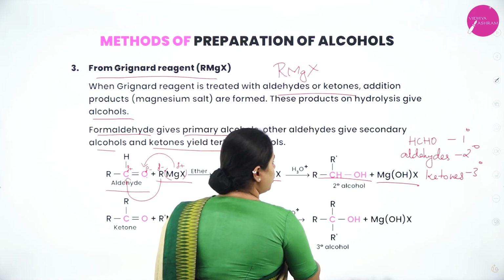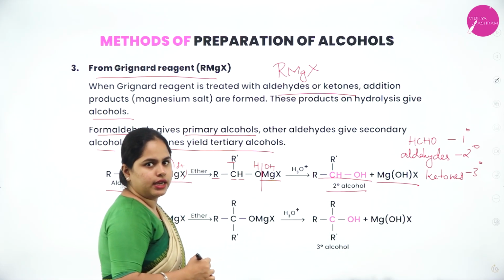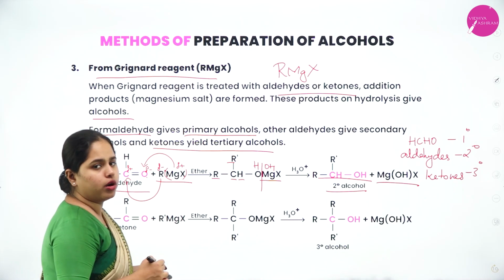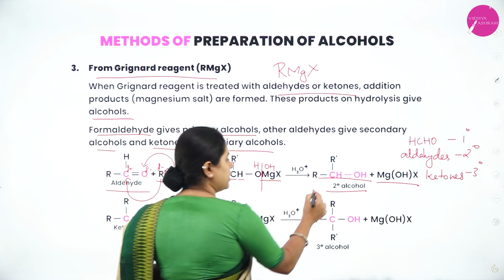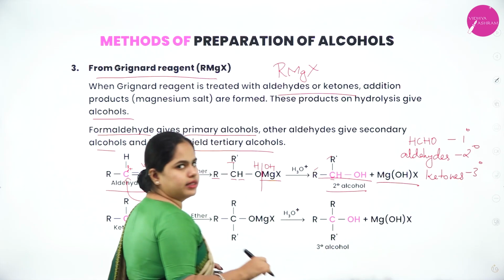So now what you are obtaining here is a secondary alcohol. It is a secondary alcohol. Apart from formaldehyde, any other aldehyde you take is going to give a secondary alcohol. Why is it secondary? This carbon atom is further attached to two other carbon atoms.